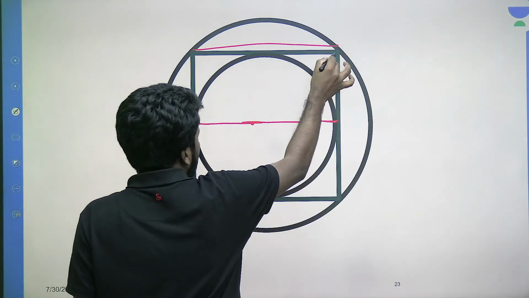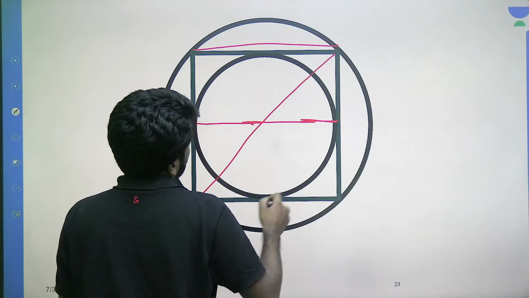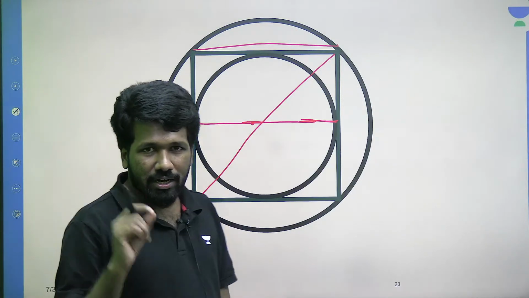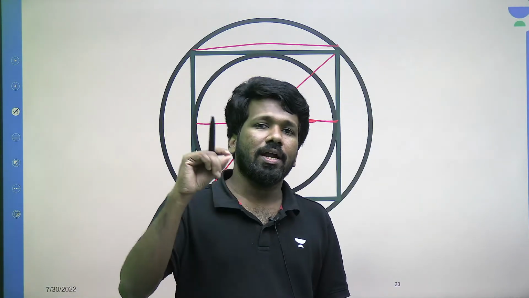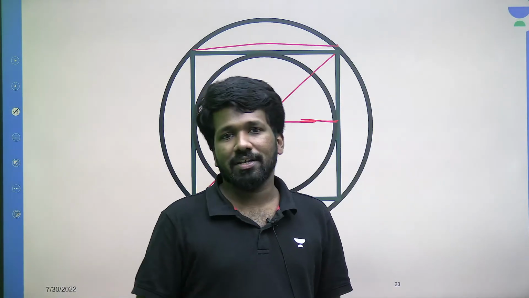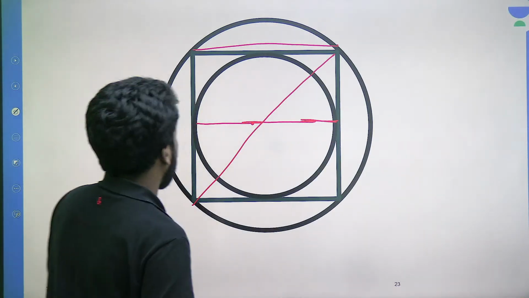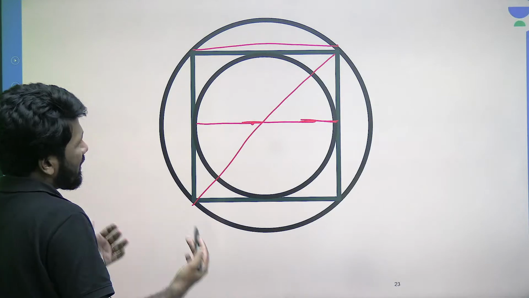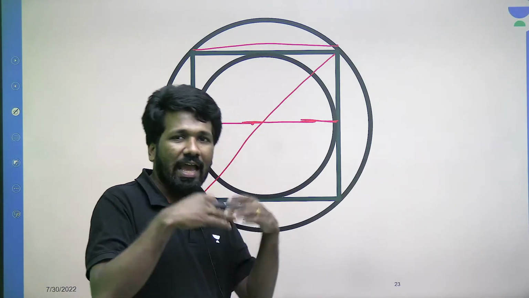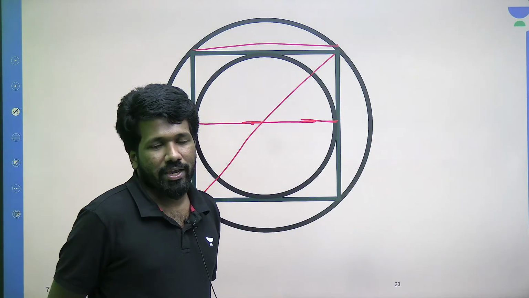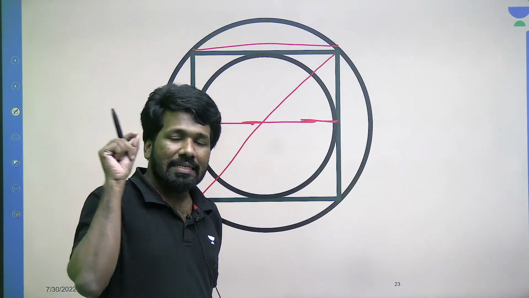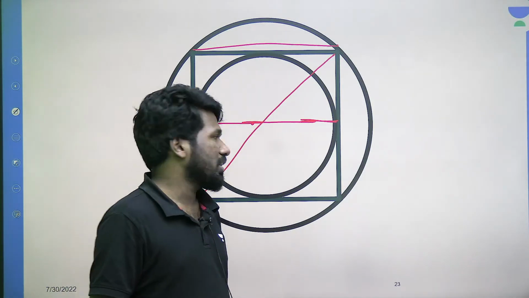Now what about the diagonal of the square? The diagonal of the square is equal to the diameter of the outer circle. The outer circle's diameter and the square's diagonal are the same. The square's side length and the inner circle's diameter are the same. Are these two facts clear from the picture? That means the square is the mediator in between that connects the outer circle and inner circle. The diagonal of the square equals the diameter of the outer circle, and the side length of the square equals the diameter of the inner circle.